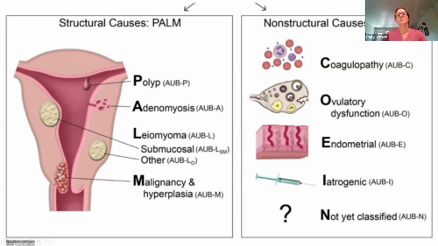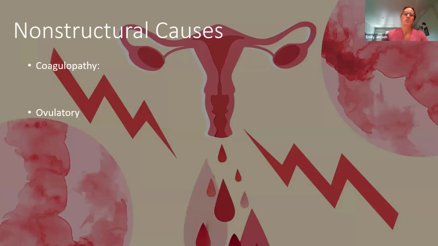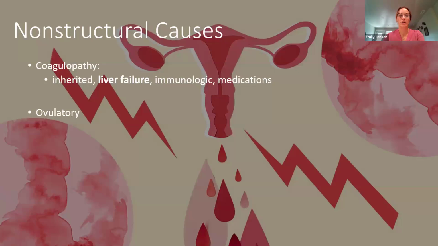Because structural is straightforward, I wanted to focus more on the non-structural causes. So jumping right into that. Coagulopathy: you can think of all the different etiologies that can lead to any issues with the body's ability to coagulate. It can be an inherited coagulopathy, like we talked about with the coagulation cascade, but liver failure is a big one. And I bold this because I had a patient in clinic who presented with very, very heavy menses, bleeding through everything, even her clothing. And she had pretty progressed cirrhosis.